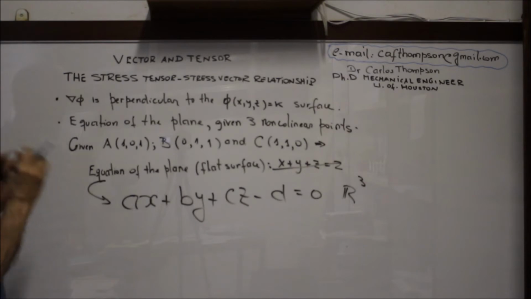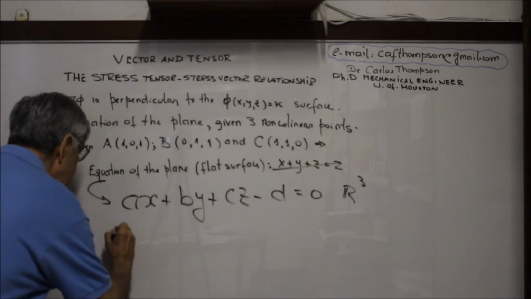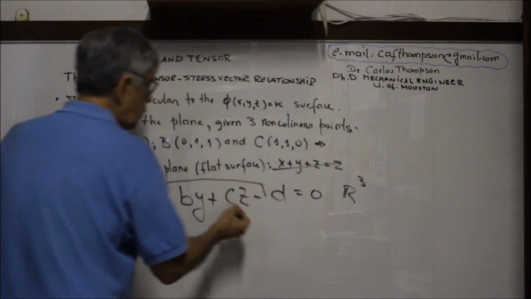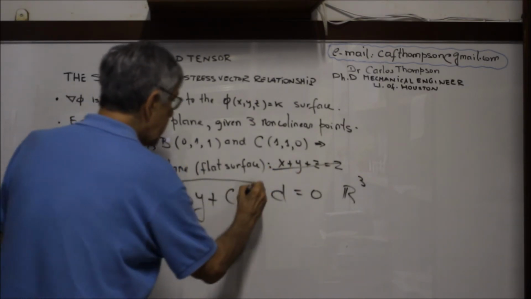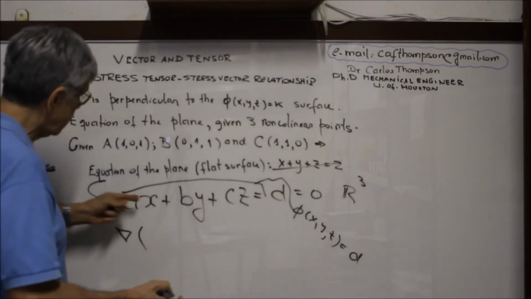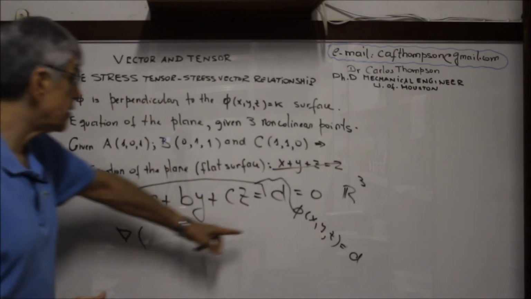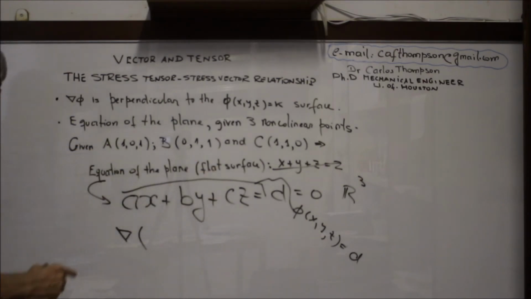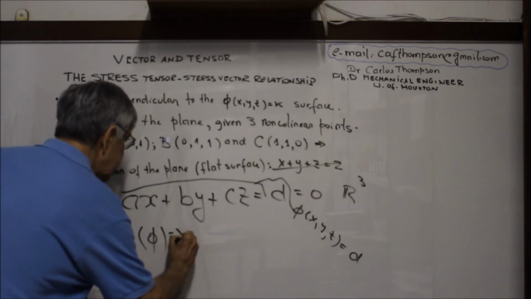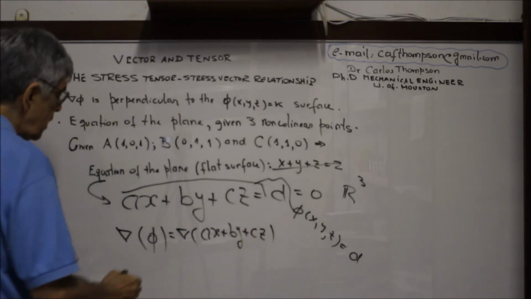Now, this is important. There is a very important point I would like to show you. This is a surface. So, look at that: nabla, I will apply to this function here. You could put it here equal to d. This is a function, phi of x, y, z is equal to d, a constant. The same we did before, for the general case. This is a special case of the flat surface. Let's find the gradient of phi. The gradient of phi is the gradient of ax plus by plus cz.